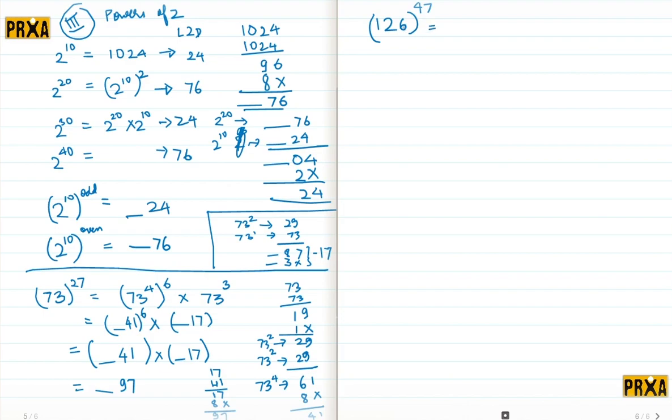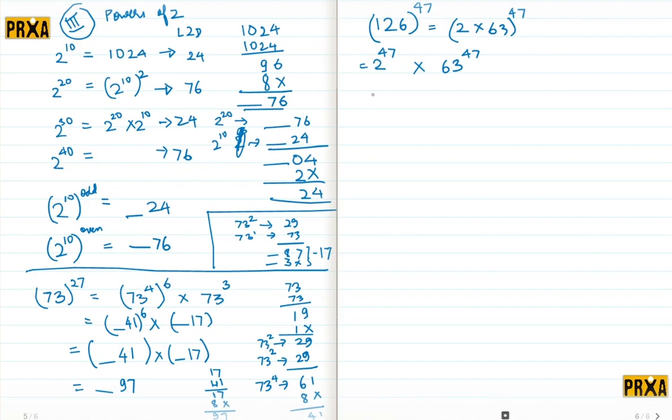Okay, so here I have to separate 2's out first. Let me just take a 2 out here. So this is 2 times 63 to the power 47. I'll just separate out 2 to the power 47. So I'm trying to find the last two digits of 2 to the power 47 multiplied by 63 to the power 47.